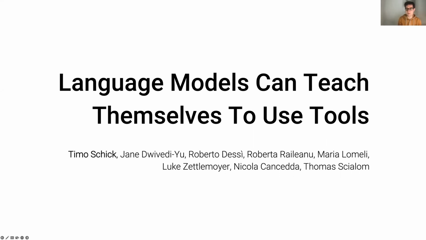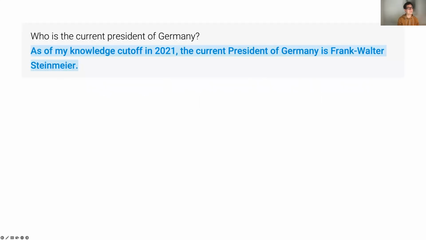So I played around a bit with one of those large language models, and I asked it this question shown here: who's the current president of Germany? And the response that you get from the model is shown in blue. As of my knowledge cutoff in 2021, the current president of Germany is Frank-Walter Steinmeier, which is arguably not a bad response for a language model. There are many other models that would just make up some name.